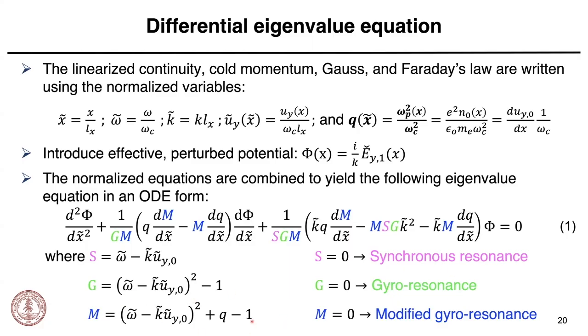The last one, which is not discussed too much but will be interesting to talk about, is an additional expression here that when equal to 0, you get a modified gyro resonance where the gyro frequency is reduced by the plasma frequency. We'll get into the physical meaning of that in a bit. But an important thing to realize is that these resonant expressions are in the denominators of this equation. So that's one thing to keep note of.